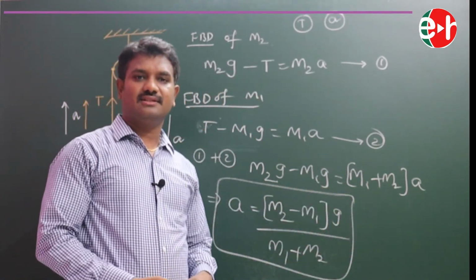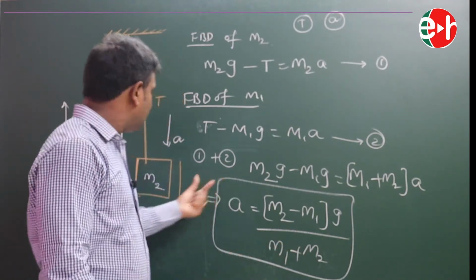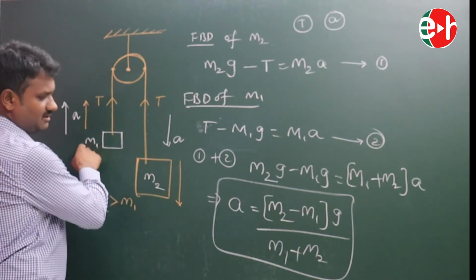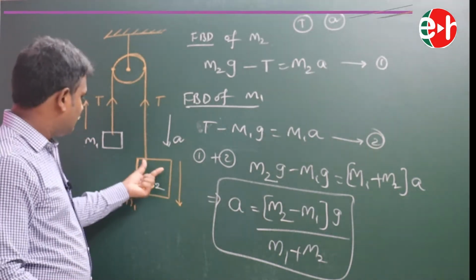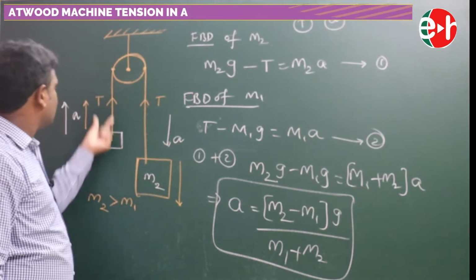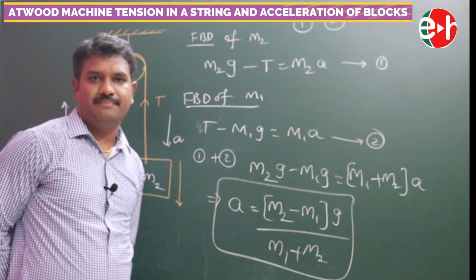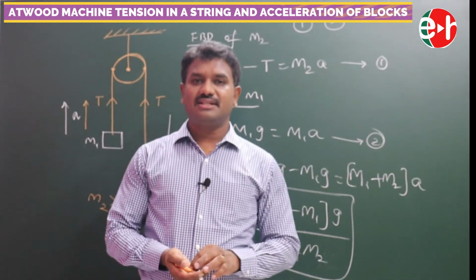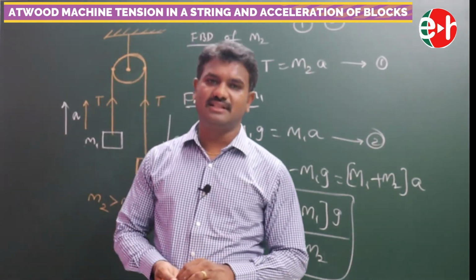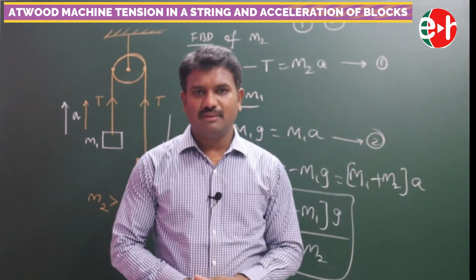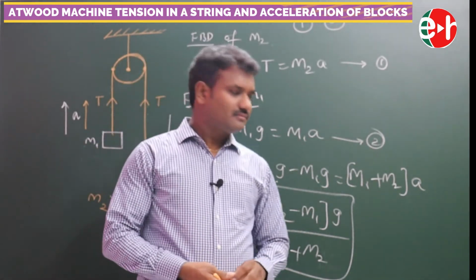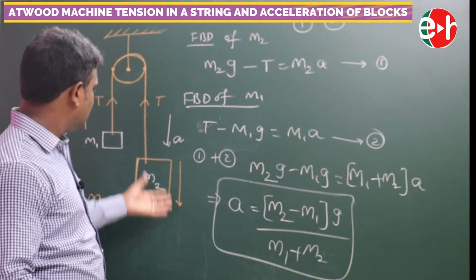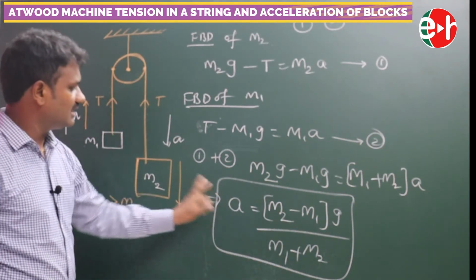So, what is this A? It is the acceleration of each block. This is the acceleration of this block, and this is the acceleration of the other block. The only difference is one block is moving downwards with an acceleration A, and the other block is moving upwards with an acceleration A. So, when blocks are connected to a single string, their accelerations are the same. Of course, we have a proof for this. I will give the proof in the next session. For the time being, remember this. It is the acceleration of each block, moving downwards and upwards.